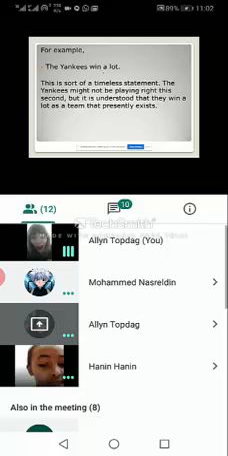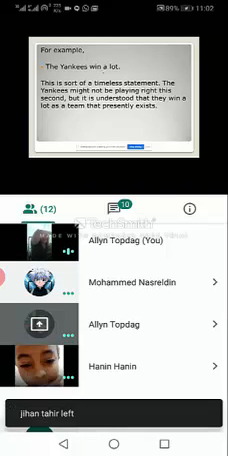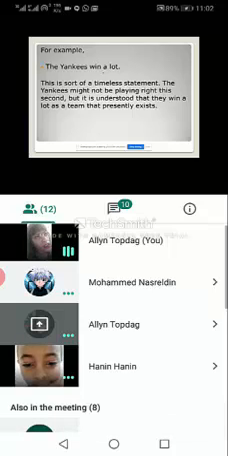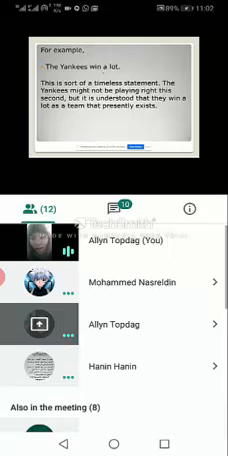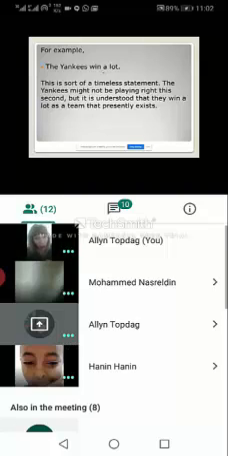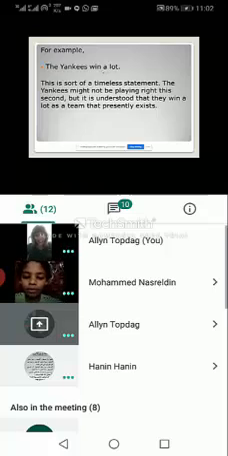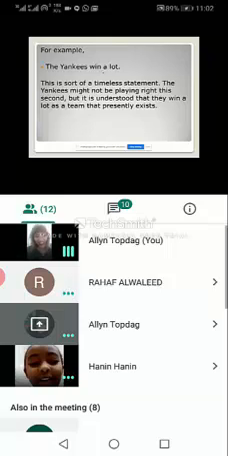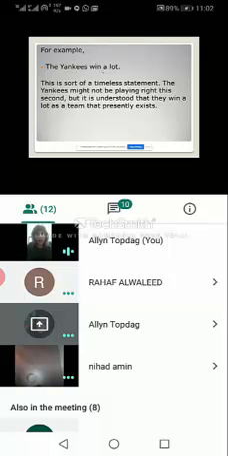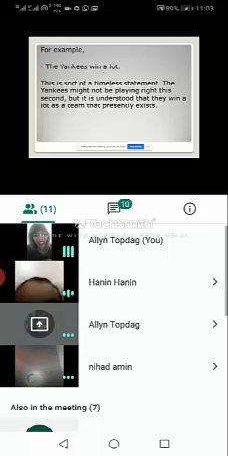Okay. So this is a sort of timeless statement. It means it happens a lot. It didn't happen just one time. It happened a lot. So the Yankees might not be playing right this second, but it is understood that they win a lot as a team that presently exists. Now let's compare this to the present progressive tense. The Yankees are winning. So this is clearly also in the present tense form, but now you are seeing are winning, right? So this is in the present continuous form. This clearly indicates that the Yankees are playing right now and they are winning.